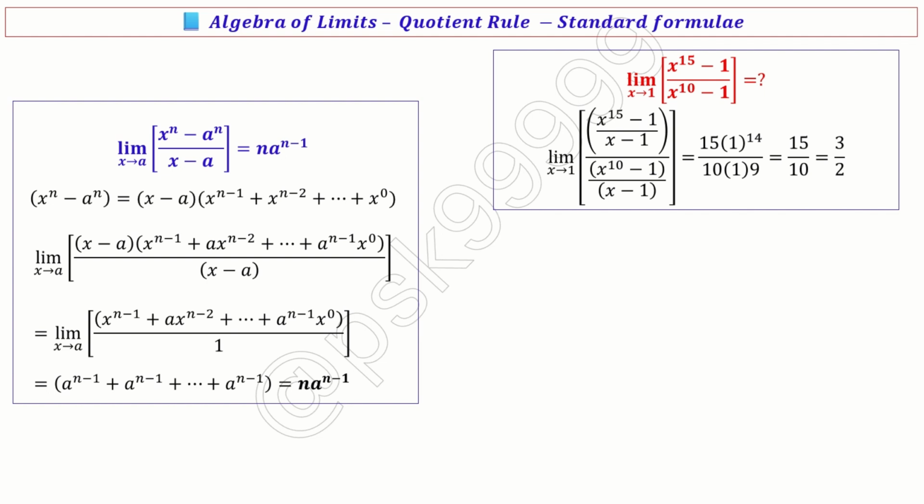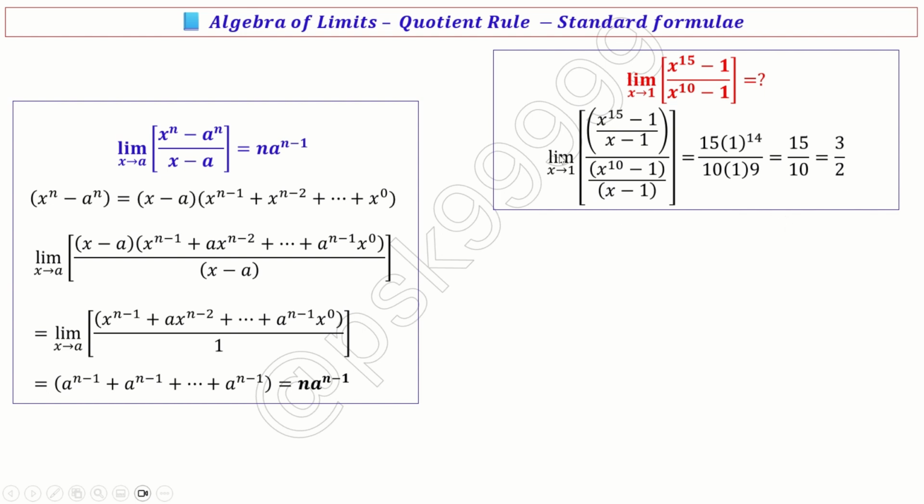Limit x tends to 1, (x to the power of 15 minus 1) divided by (x to the power of 10 minus 1). So what I will do is, this is not in the standard form which I am looking for, correct? So simply I can divide both numerator and denominator by x minus 1 and then independently apply limit to the numerator and denominator and apply this formula. So the numerator will become 15 into 1 to the power of 14. Denominator will become 10 into 1 to the power of 9. So 15 by 10, which is 3 by 2.